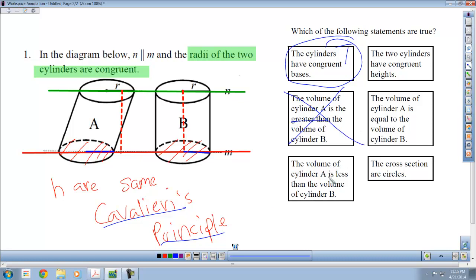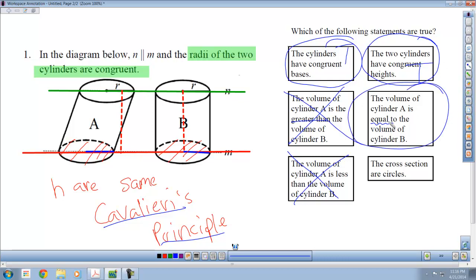The volume of cylinder A is less than the volume of cylinder B. Nope. Really, you have the same amount. They should be equal, so one isn't bigger or smaller than the other. The two cylinders have congruent heights. Well, yep, that's true. Remember, you have to measure height going straight down, and because those lines are parallel, that is true. Okay, the volume of cylinder A is equal to the volume of cylinder B.